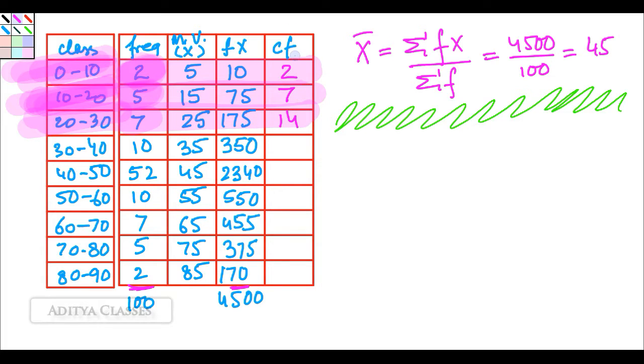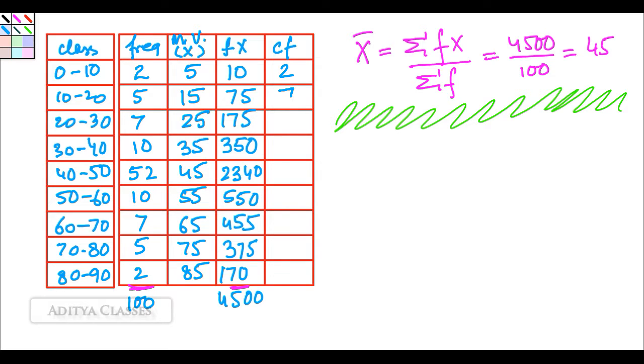So if you have a look at this CF, what am I doing? First one is as it is because that is the only class that has gone by till now. Then what is happening? Next class comes and it gets added to the previous CF. 5 plus 2, 7. 7 plus 7, 14. 14 plus 10 should give me a 24. So I believe we can find out the CF in this fashion now. Let us go ahead and find the CFs.